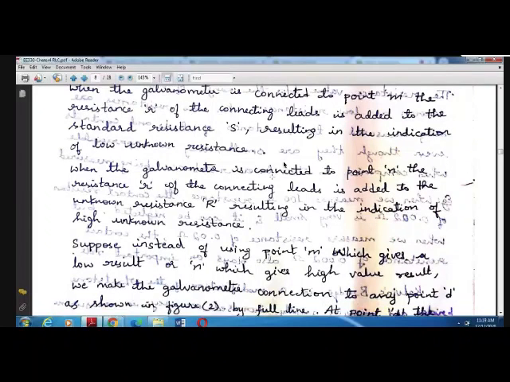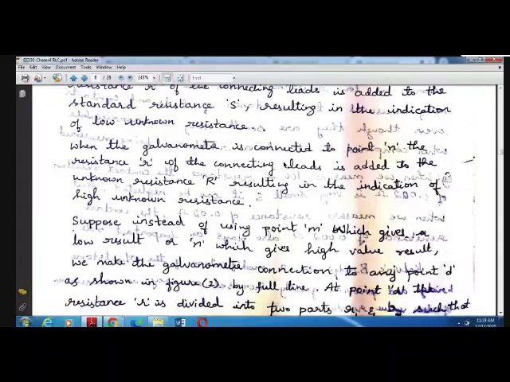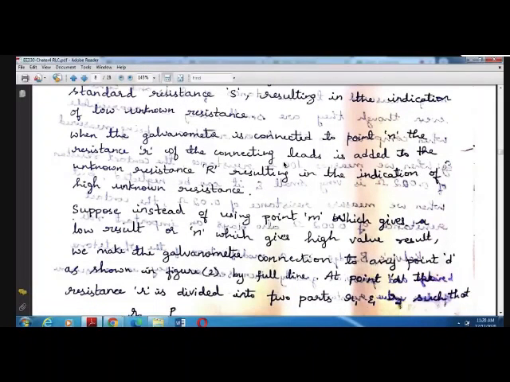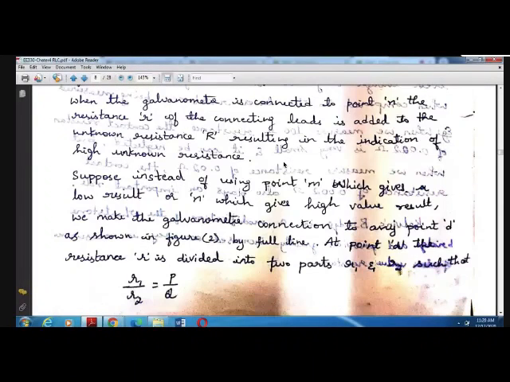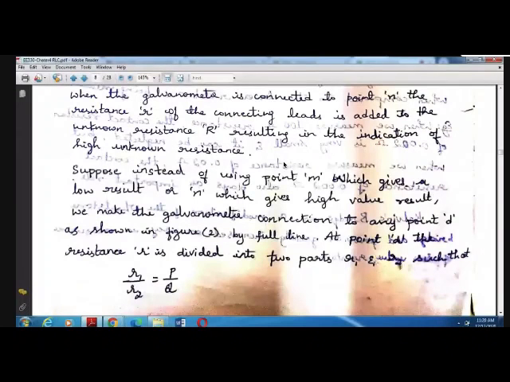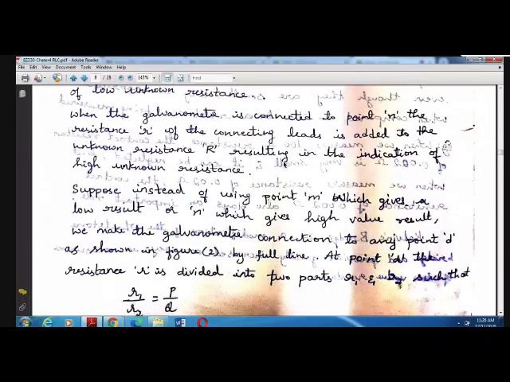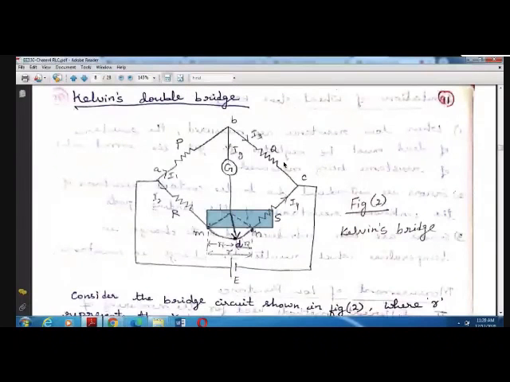So suppose instead, same thing which is mentioned here, suppose instead of using point M which gives a low result and N which gives a high result, you make the galvanometer connection to any point D, which will be marked by a full line. I'll show in figure 2. At point D, the resistance R will be divided into 2 parts, that is R1 and R2. See, what happens, it won't show the proper value.